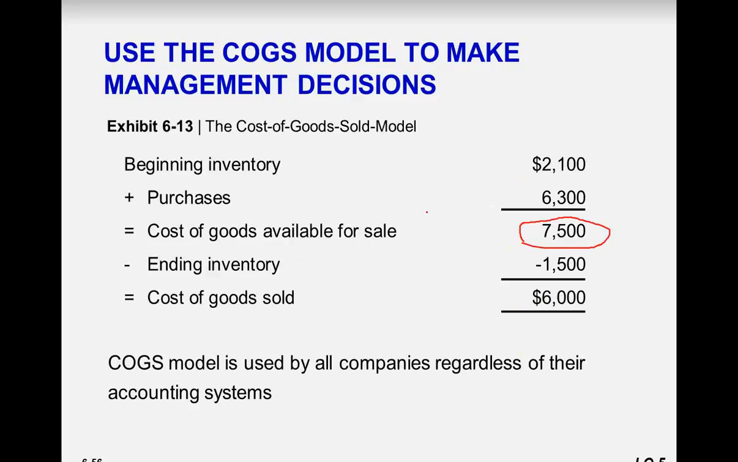If I am using a periodic inventory system, then I don't have an account called cost of goods sold on my books or in my ledger. That's a computed number for my income statement, and this is how I would compute it using this formula here.